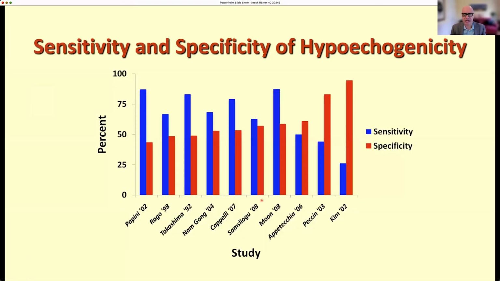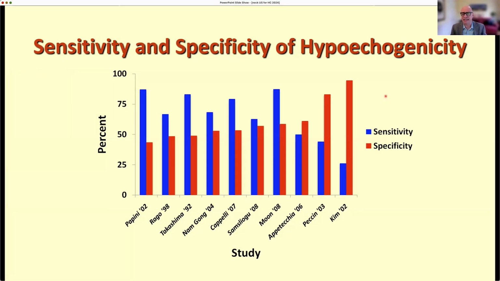Now, this is several studies. They're now a little old, but they all show that hypoechoic nodules have a very good specificity for malignancy, but a relatively low sensitivity. What it means is that most thyroid cancers are going to be hypoechoic, but there are many benign nodules that are hypoechoic.